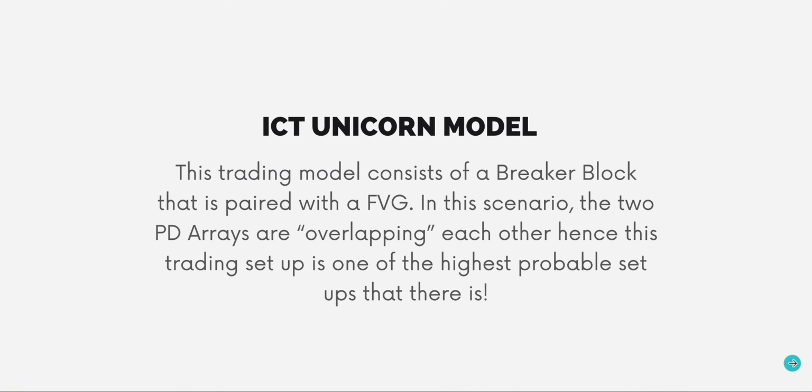All right, so first things first, ICT unicorn model. What is it? This trading model consists of a breaker block that is paired with a FVG. So in this scenario, the two PD arrays are overlapping each other. Hence, this trading setup is one of the highest probable setups that there is, okay? So in the next slide, I'm going to be showing you some examples of this.